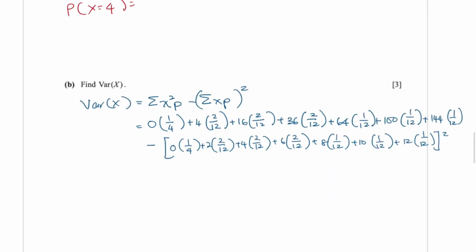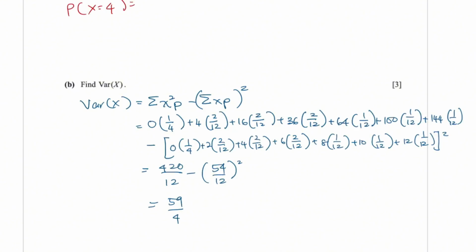Alright, the next part is just purely computation. You should be getting 420 over 12 to be subtracted with 54 over 12 squared, which is 59 over 4.